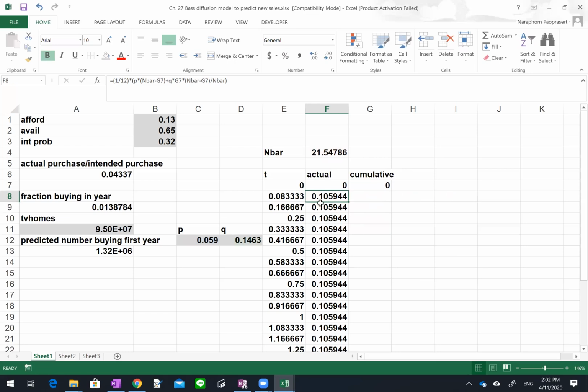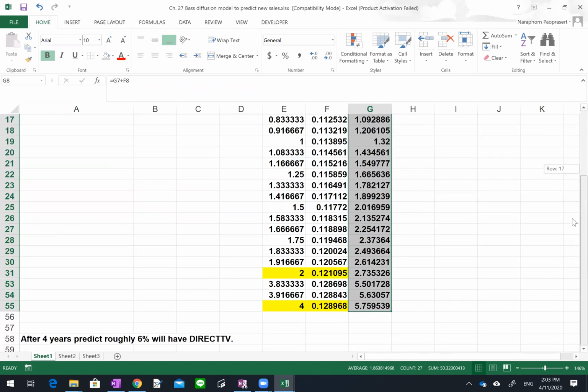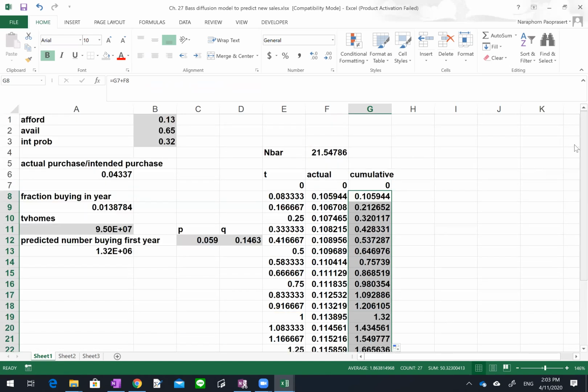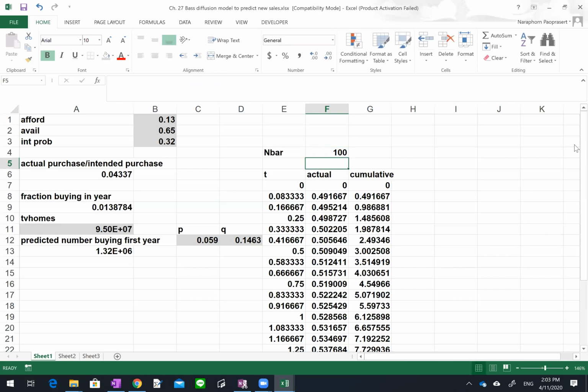And now I also want to calculate the cumulative sales. So in order to do that, this is just the previous year plus the sales from the current year, and enter. So this is pretty much the cumulative sales for the sheet. And now I told you earlier that let's first assume that we don't know the value of N bar. So let's just assume that N bar, without knowing anything, is 100.